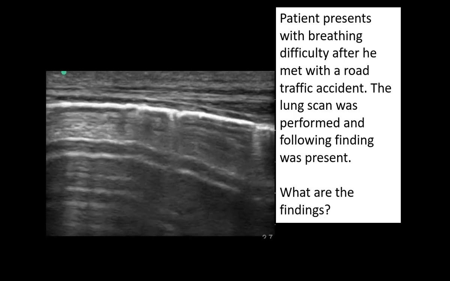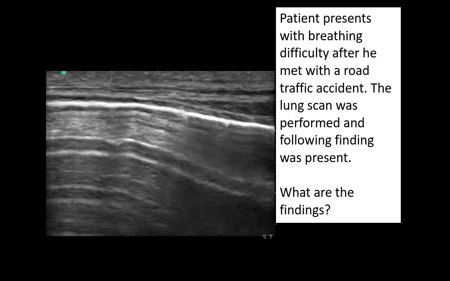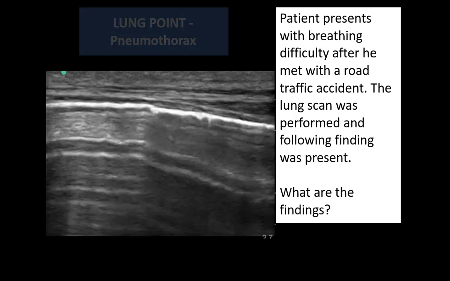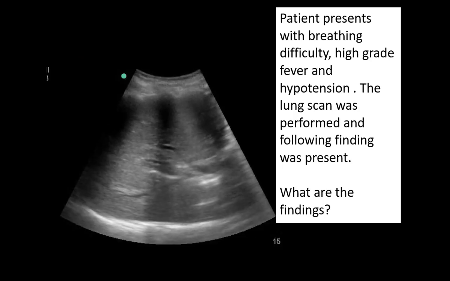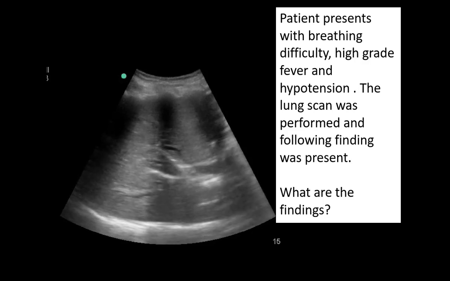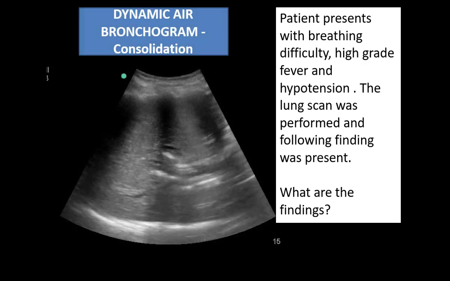A patient presents with breathing difficulty. Yeah, it's a pneumothorax, and what is this? This is lung point. Good. A patient presents with breathing difficulty, high-grade fever, and hypotension. Yeah, this is consolidation showing dynamic air bronchogram.